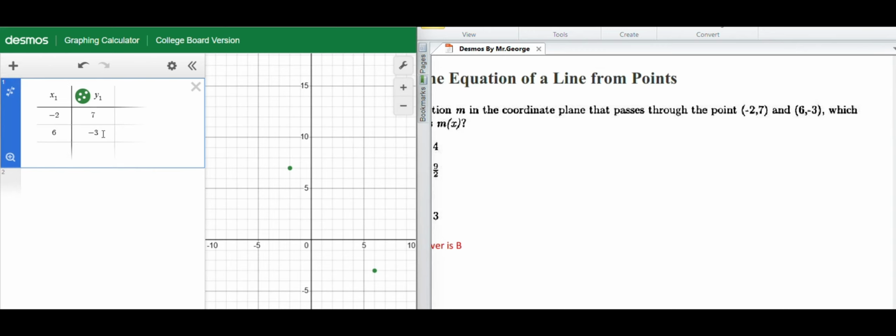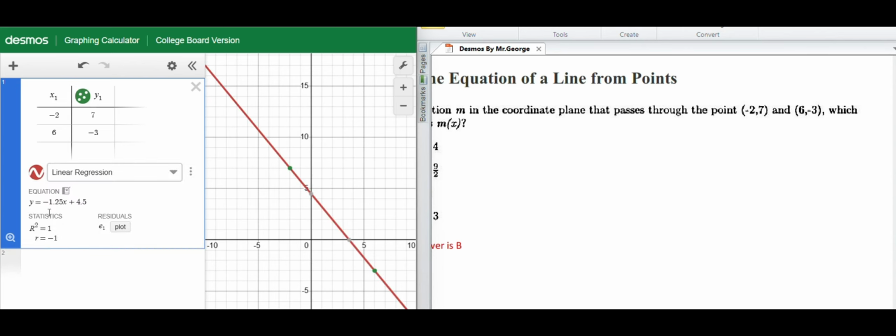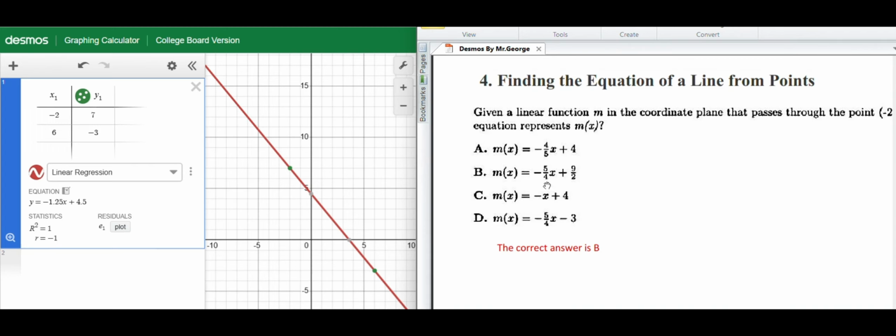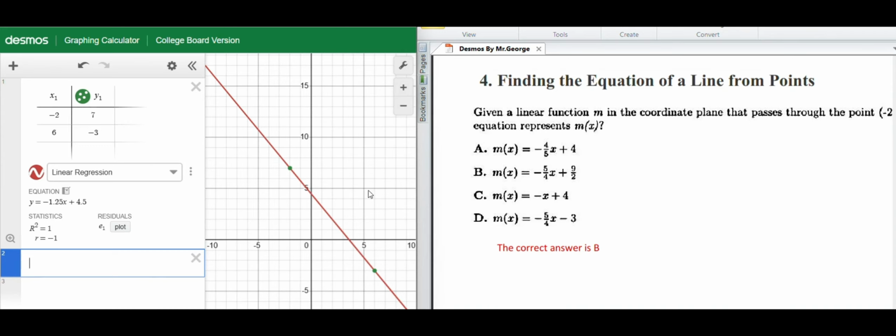After you put in your x and y, just go to the far left right here and add the linear regression. So you get -1.25 plus 4.5. Let's see the equation to match the correct answer. As you see, it's B right here. If you're not sure about the decimal points, you can just type in the fraction over here to make sure.